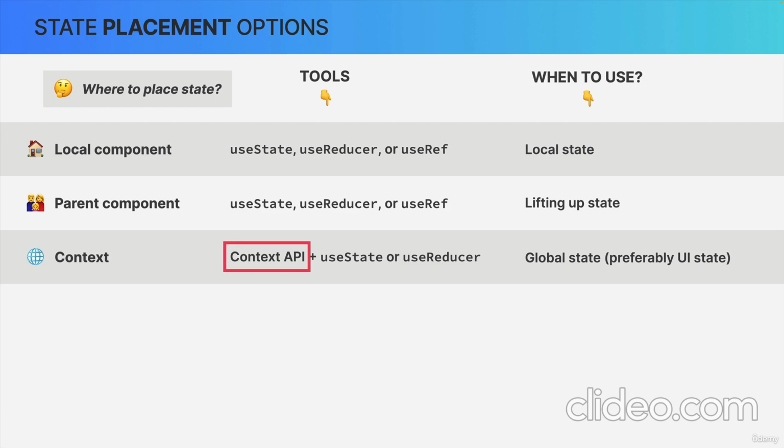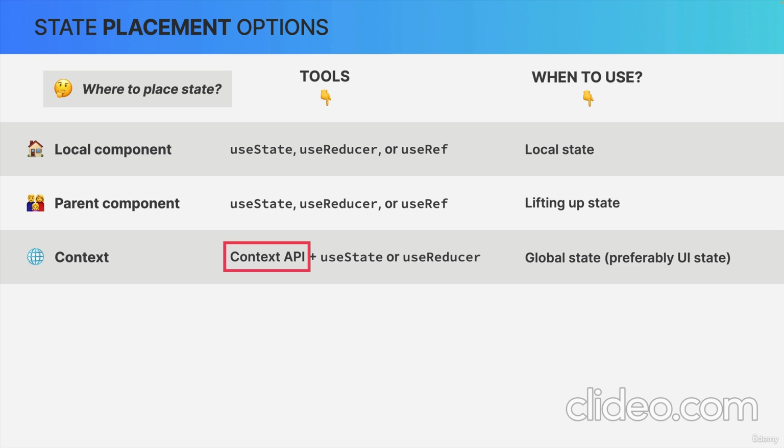State still needs to be managed, so to be created and updated by useState or by useReducer. But we then use the context API to give all components in the tree access to that state. But anyway, the context API is actually best suited to manage UI state and not necessarily remote state, especially when you are building a bigger application. But more about that in the next slide.